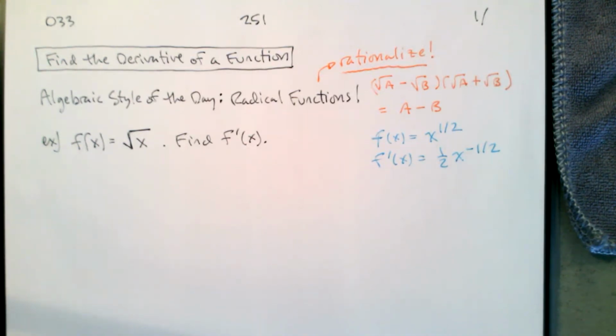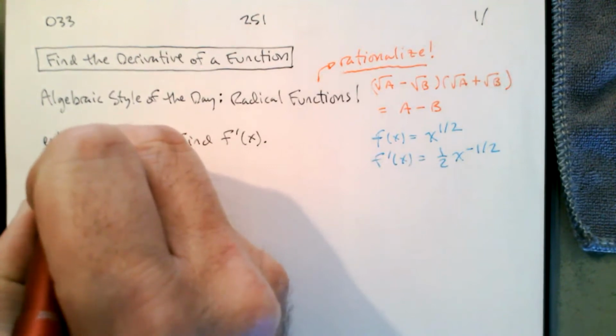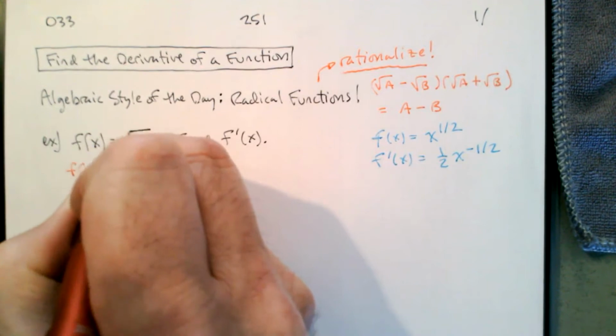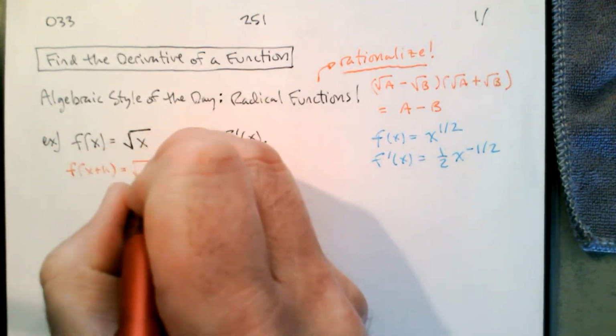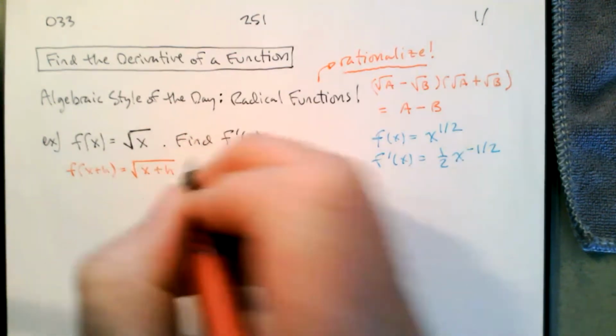But let's work on our algebra skills by finding the derivative of the square root of x by rationalizing. So let's begin. We're going to plug in f of x. So f of x is the square root of x. And so f of x plus h, that's going to have to go into the definition of the derivative, will look like the square root of x plus h.